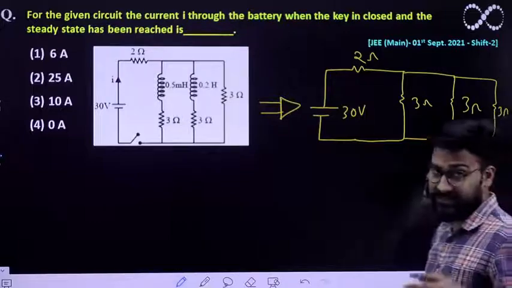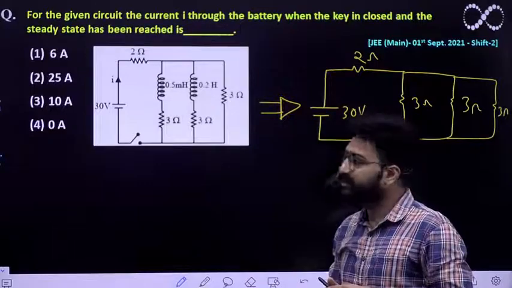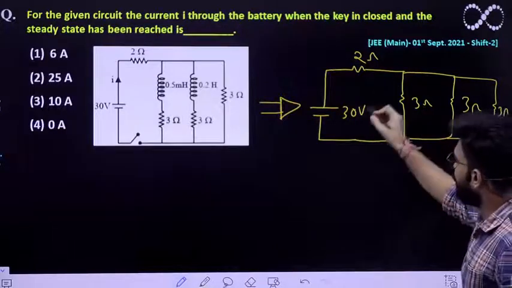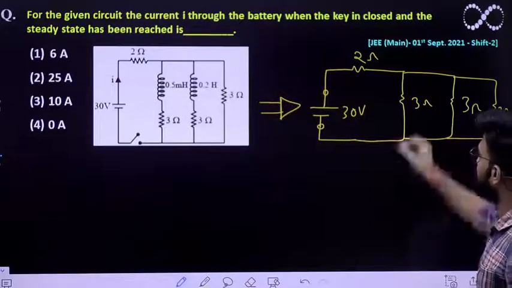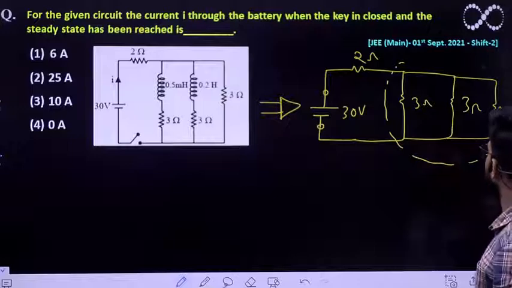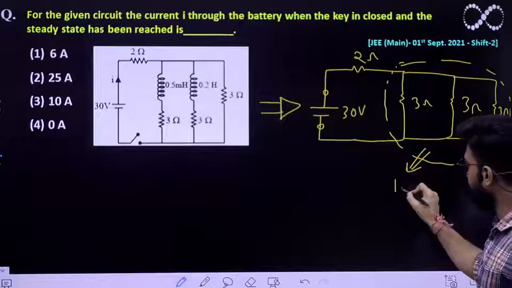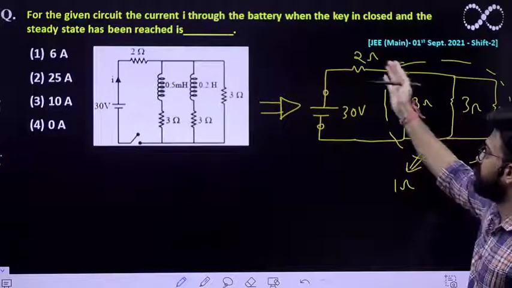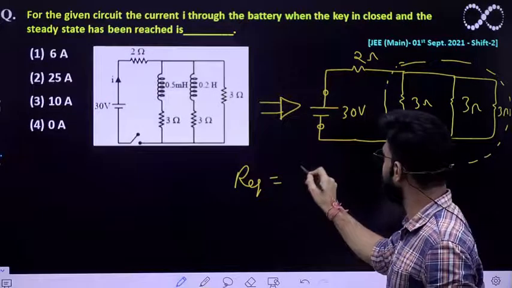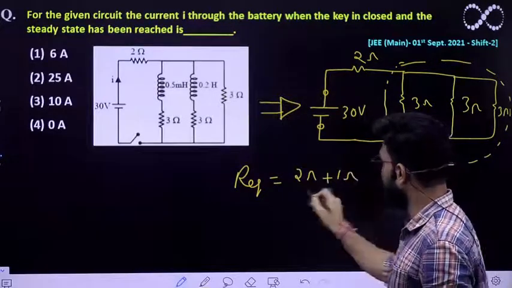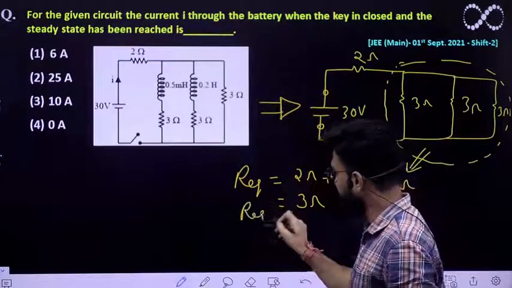So that means at steady state, these two inductors will behave like a wire. So the effective resistance across the battery that you need to find out in order to find the value of current: the effective resistance of these three resistors, since they are in parallel, would be 1 ohm, and this 1 ohm would be in series with this 2 ohm resistor. So the equivalent resistance across the battery is 2 ohm plus 1 ohm, which comes out to be 3 ohm. So this is the R equivalent that we have found.